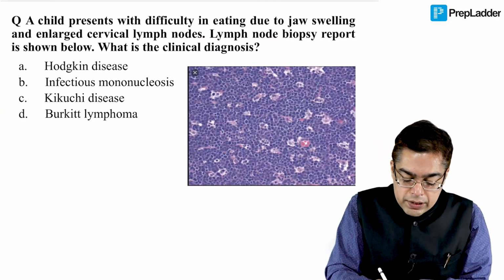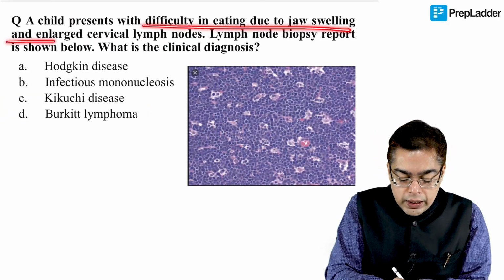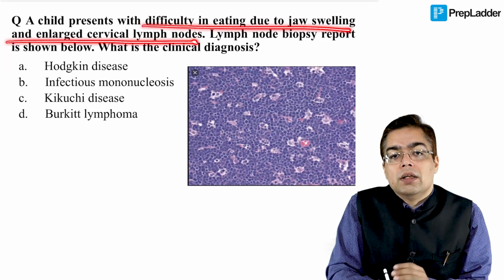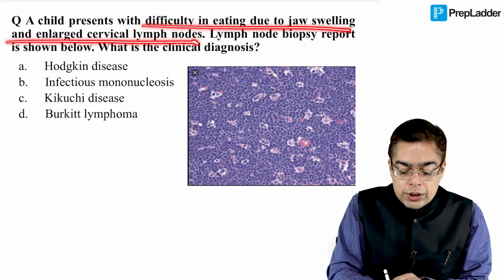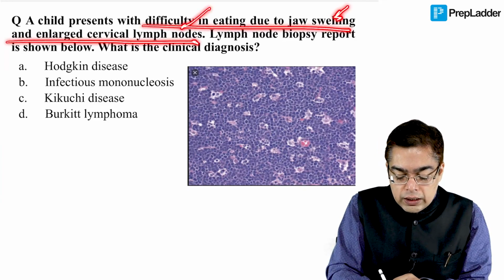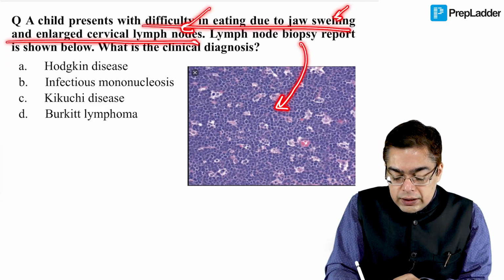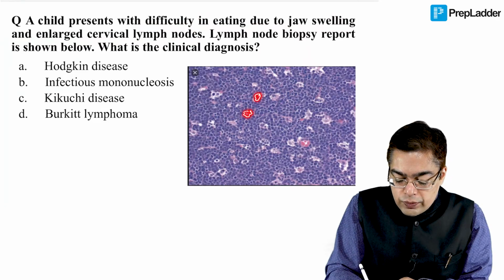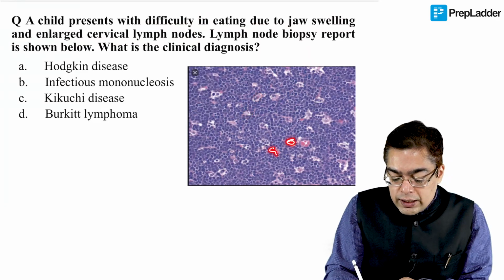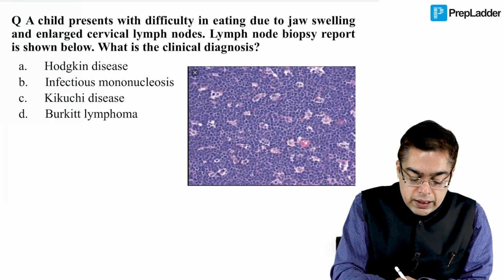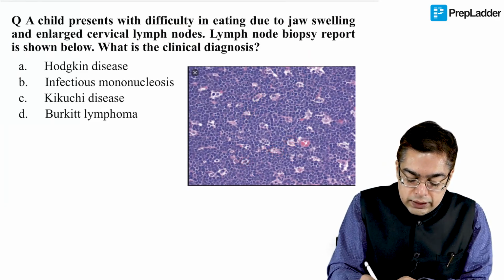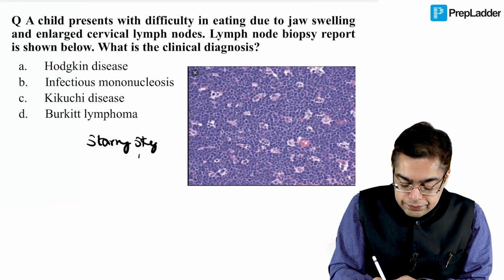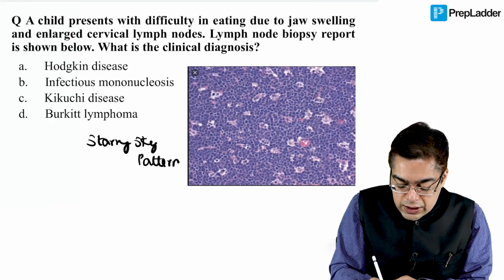Looking at the next question, a child presenting with difficulty in eating due to a jaw swelling and enlarged cervical lymph nodes. A direct question that we discussed in the YouTube live session that we conducted for you. So jaw swelling along with the presence of enlarged lymph nodes, and the lymph node biopsy characteristically showing you the presence of those shiny star-like cells in a background of cells having dark nuclei. So this is an indirect way of putting up a question to you in the exam. This appearance is what is going to be given the name of starry sky pattern.